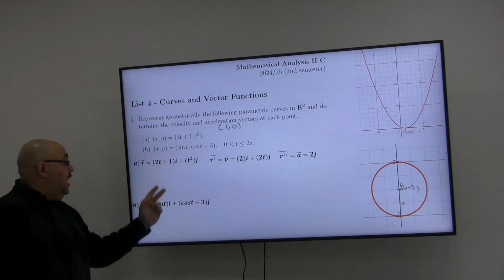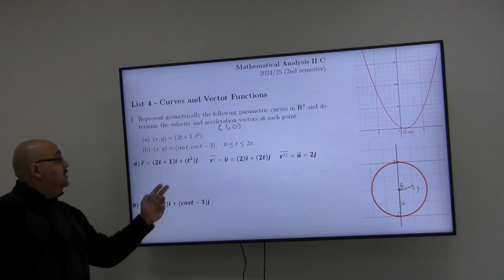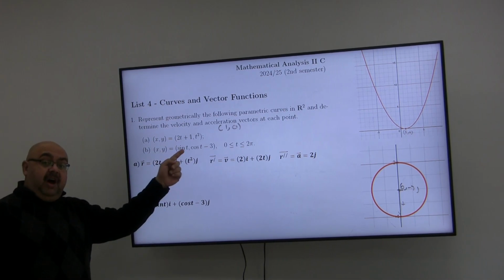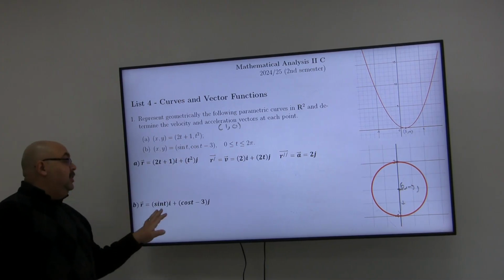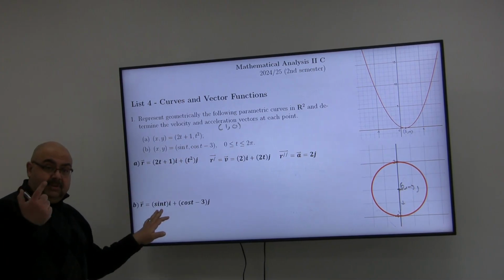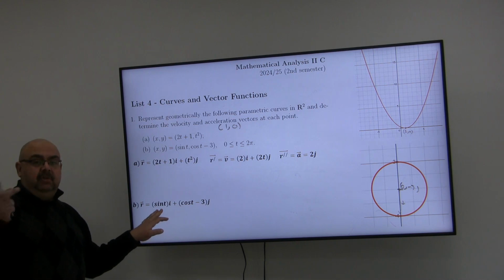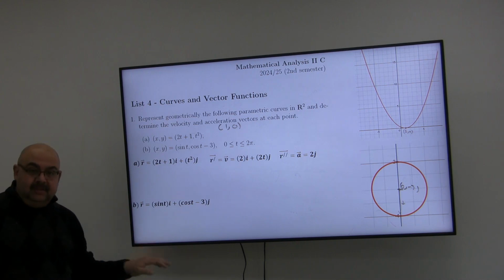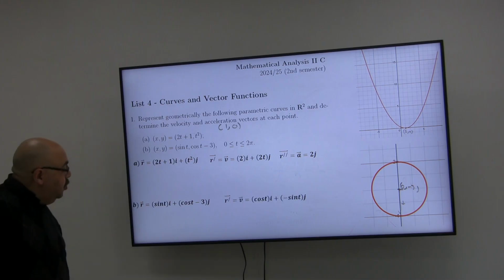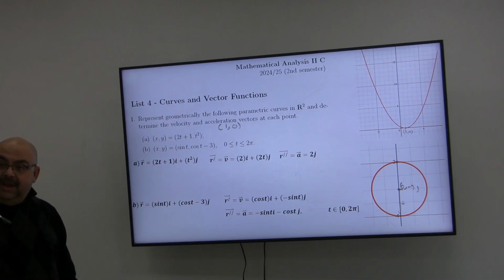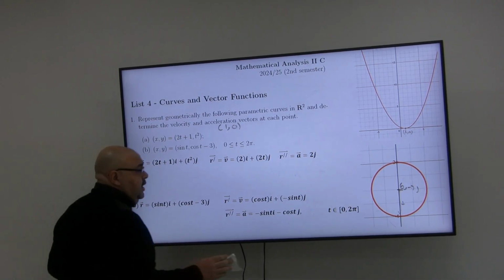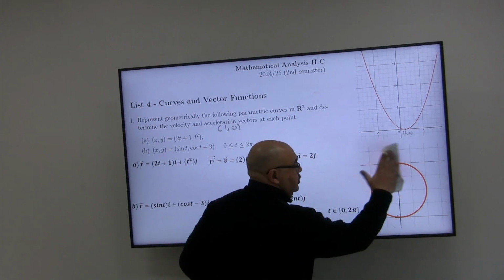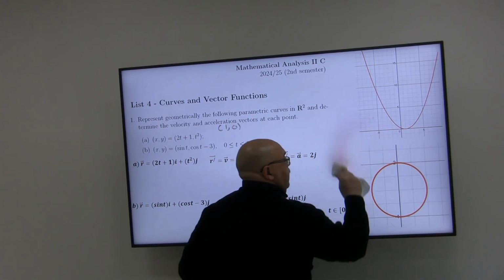Of course, let's say that I can get r, which is sine t in the direction of i and cosine t minus 3 in the direction of j. If I want to get the velocity, I will have to differentiate once. If I want to get the acceleration, I will have to differentiate twice. So, once more, this is r dash and that's r double dash, and for the angles from 0 to 2π.